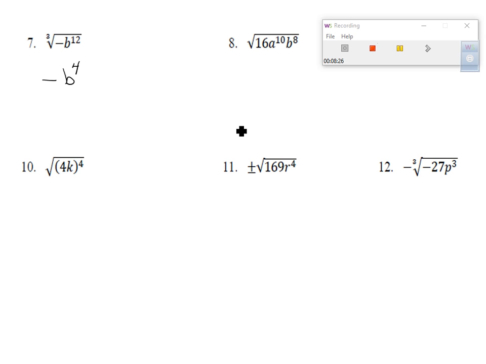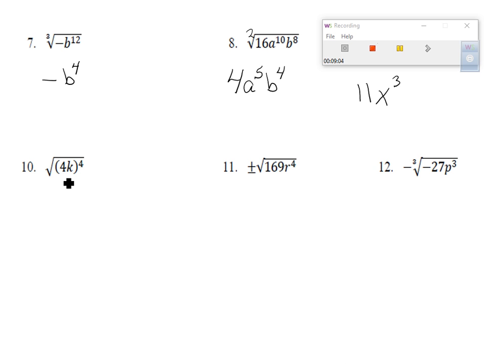If you look over onto your number 8, I need the square root of 16, which is 4. 10 divided by, there's a 2 hiding right there. 10 divided by 2 is 5, so I'm at a to the 5th, b to the 4th. Number 9 I've got covered up, but it's the square root of 121, which is 11. 6 divided by 2 is 3, so I've got 11x to the 3rd. Okay?